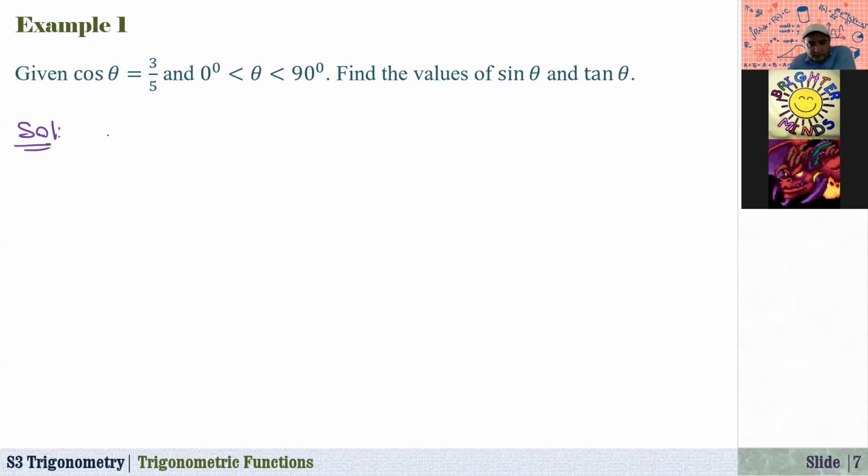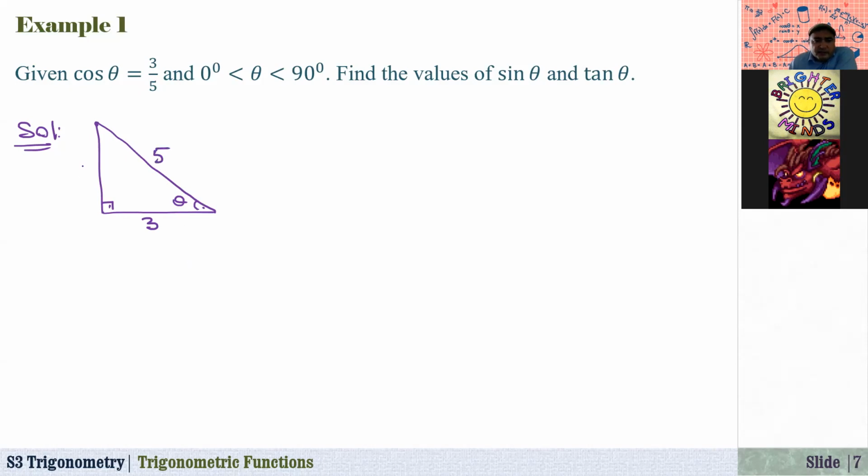To do this one, we always need to draw a reference triangle, right? Suppose that is our reference triangle, and this one is 90 degrees. Cosine of theta means that if this angle is theta, it is adjacent side over hypotenuse. So this side should be 3 and the hypotenuse should be 5. It's not 4, it is 5.